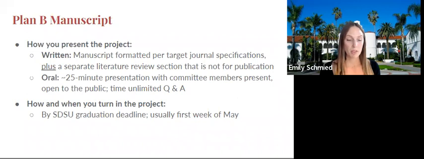For the Plan B manuscript option, typically you have until the SDSU graduation deadline, which is the first week of May, but your project needs to be approved by all committee members by that time, which means you want to have a solid draft that's reviewable for all of them, usually about a month in advance of that.